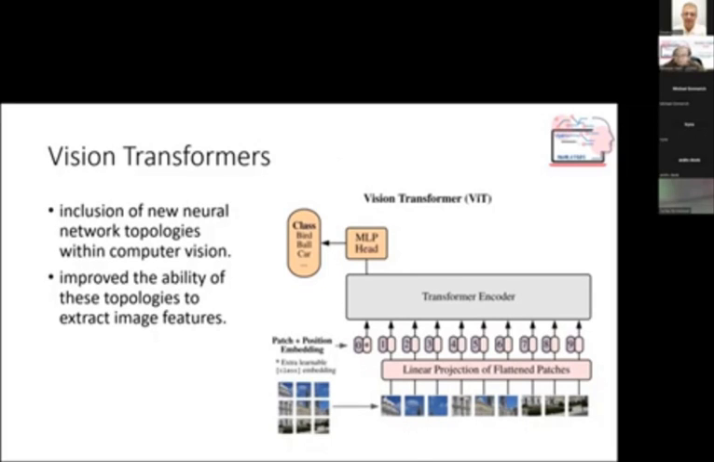These new topologies have revolutionized the conventional way convolutional neural networks are used to solve typical computer vision tasks such as classification, object detection, and image segmentation. The eruption of transformers in the field of computer vision significantly improved the ability of these topologies to extract image features, thus improving the hit rate in the respective ImageNet benchmark.